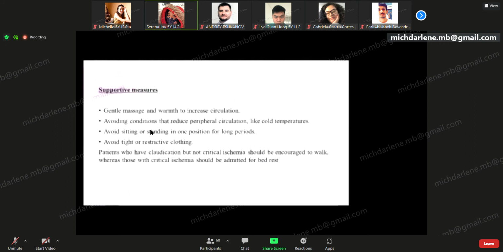Supportive measures. Gentle massage to increase circulation. Avoiding conditions that reduce the peripheral circulation like cold temperatures. Avoid sitting or standing in one position for long periods. Avoid restrictive clothing. Patients who have claudication but not critical ischemia should be encouraged to walk, whereas those with critical ischemia should be admitted for bed rest.